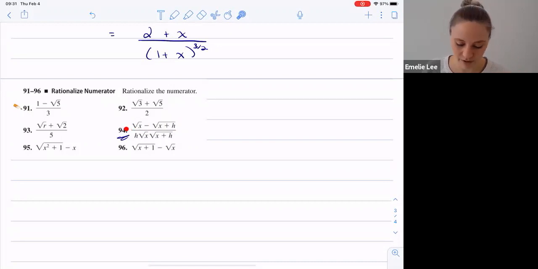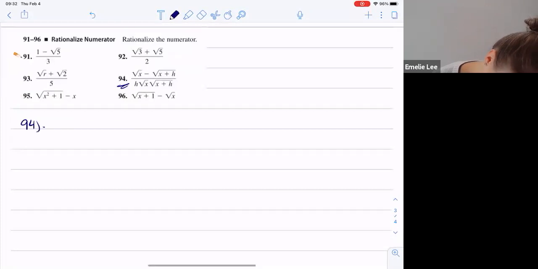So remember, the conjugate is just the opposite. If you have a root or just a number, something like this, the conjugate of 1 - √5 is 1 + √5. So here you would multiply by 1 + √5 over 1 + √5. Only the addition or subtraction changes. Okay, here the conjugate is root x plus the root of x plus h. So that's what I need to multiply by.